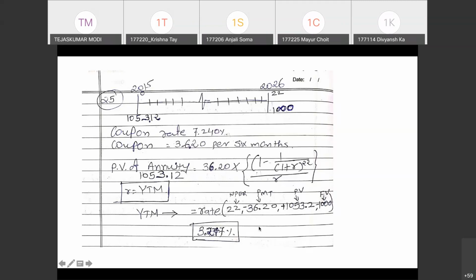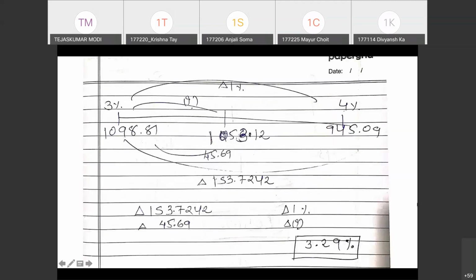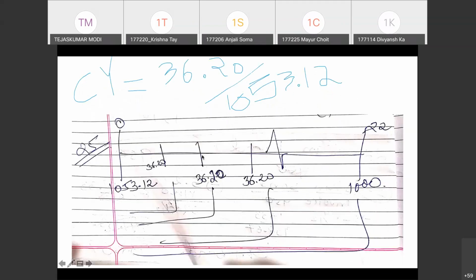Mayur was saying that you can also do this manually. And so how do you do it manually? You do this thing. Just a second. You discount all these cash flows at two different rates and you see what the present value is, right?